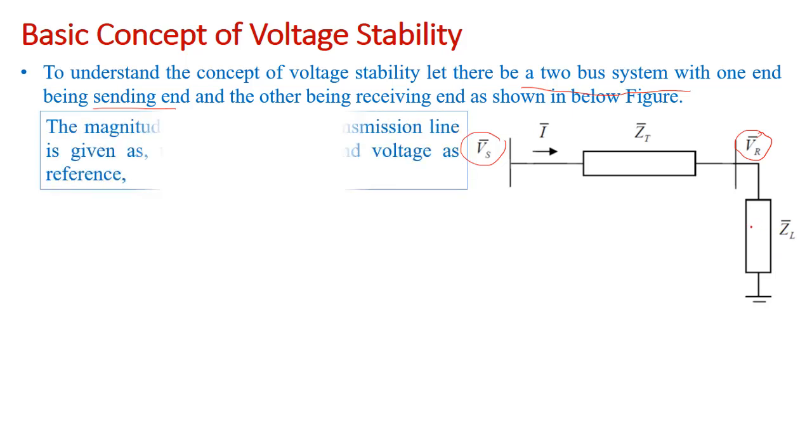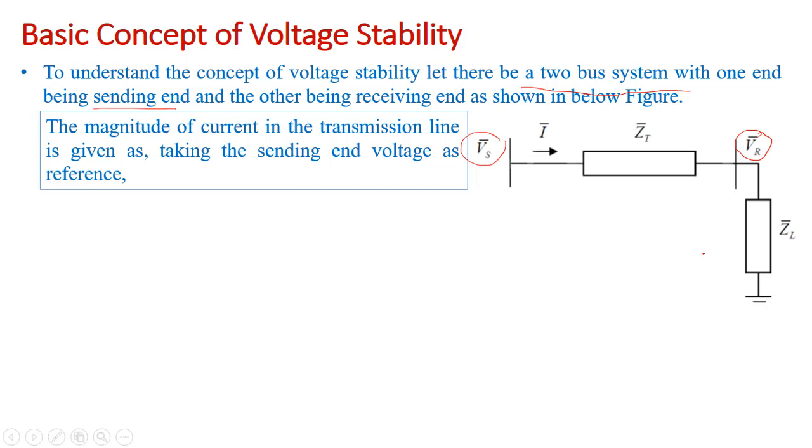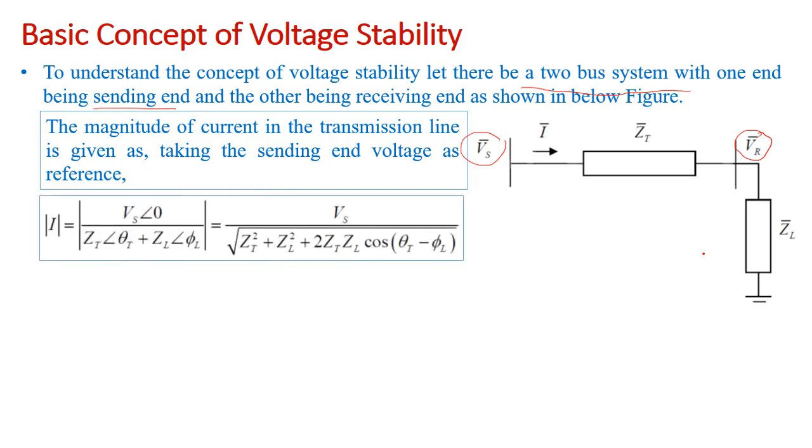And the magnitude of current in the transmission line can be given as follows, taking the sending end voltage as reference. If we take the sending end voltage as reference, then I can write the equation of the current as Vs∠0 by Zt plus Zl, the magnitude of this. So I'll find that it is Vs by the square root of Zt square plus Zl square plus 2 Zt Zl cos of theta t minus phi l. Here theta t is the angle of the impedance Zt, and phi L is the angle of ZL.